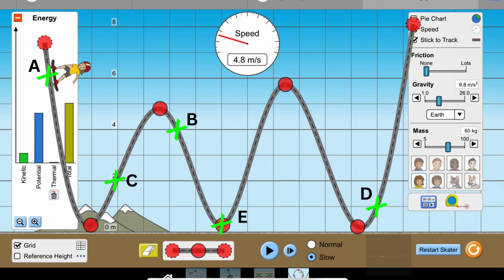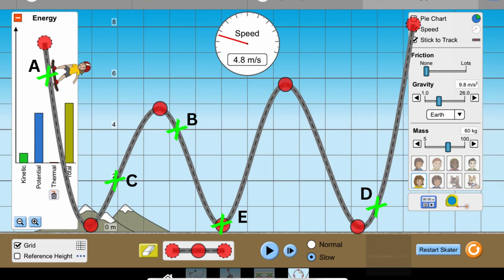At point B, as the skater descends and climbs again, some potential energy is converted into kinetic energy. The skater gains speed but slows down slightly as they reach the next peak. At point C, at the lowest point, potential energy is at its lowest and kinetic energy is at its maximum. The skater moves the fastest here.